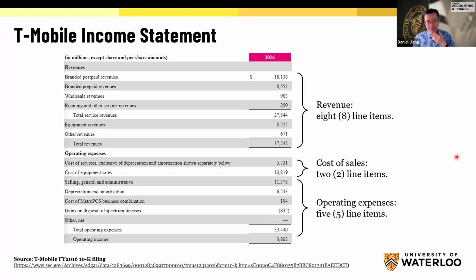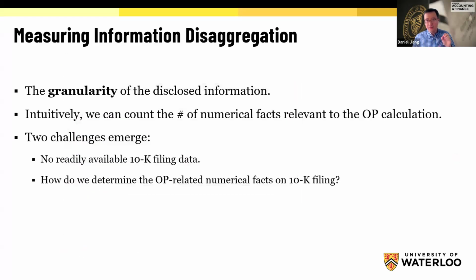But if we switch to T-Mobile's income statement and count the number of line items before operating income, there are in total 16 operating-profitability-related line items. So the idea is quite intuitive: we can simply count the number of line items, or numerical facts, related to operating profitability. But we basically face two challenges.